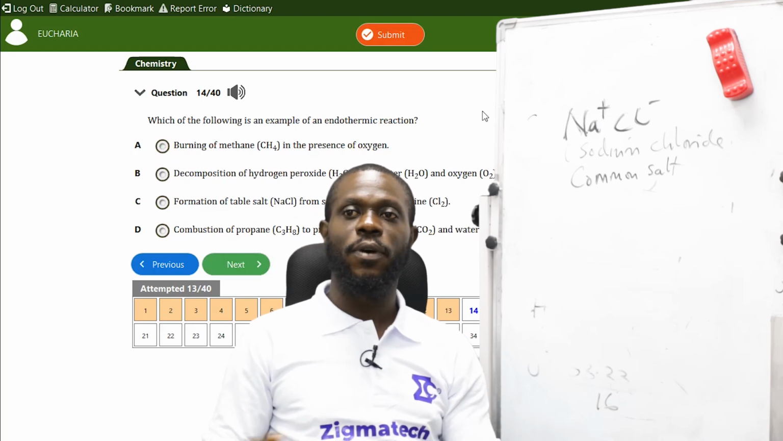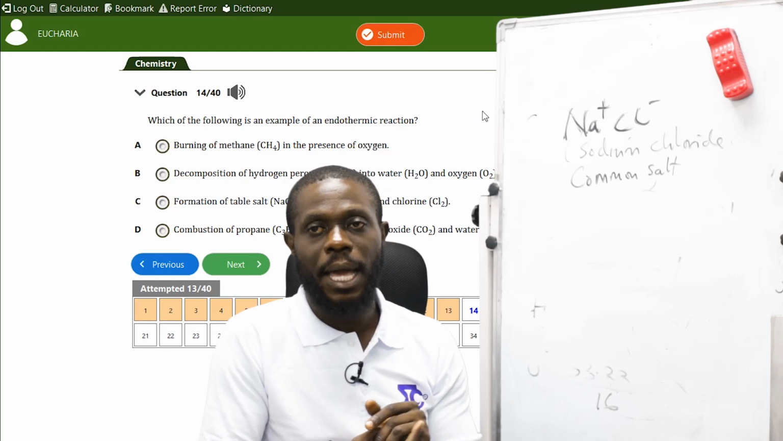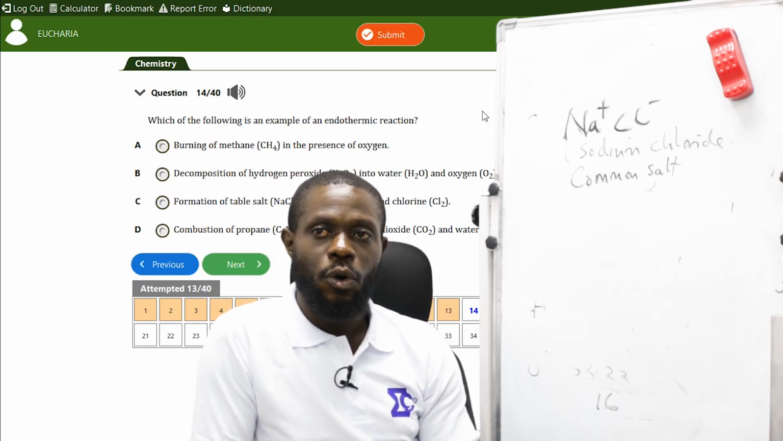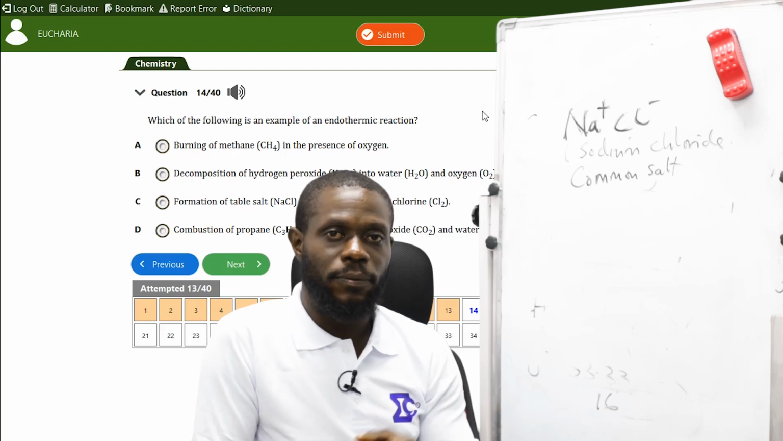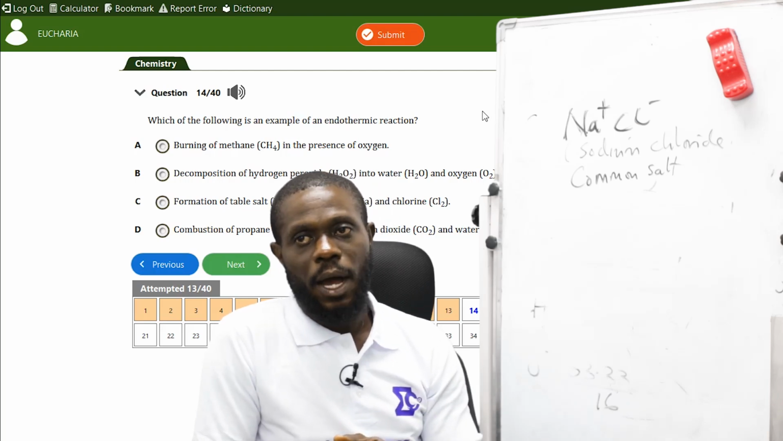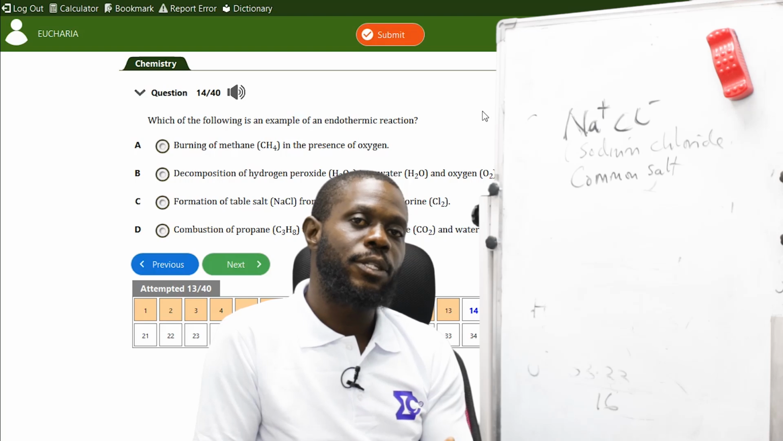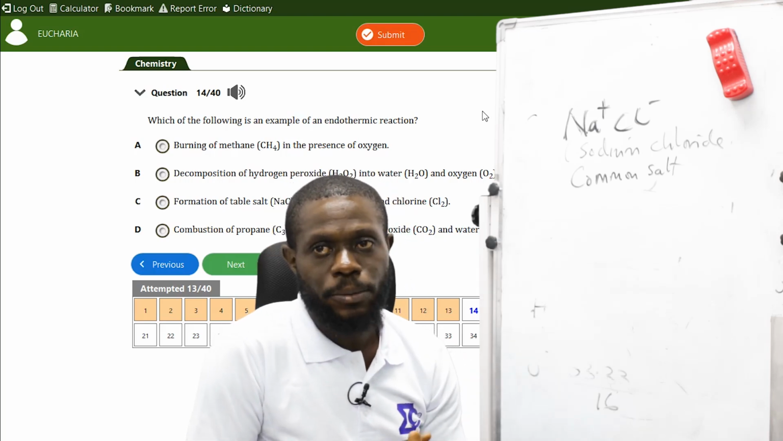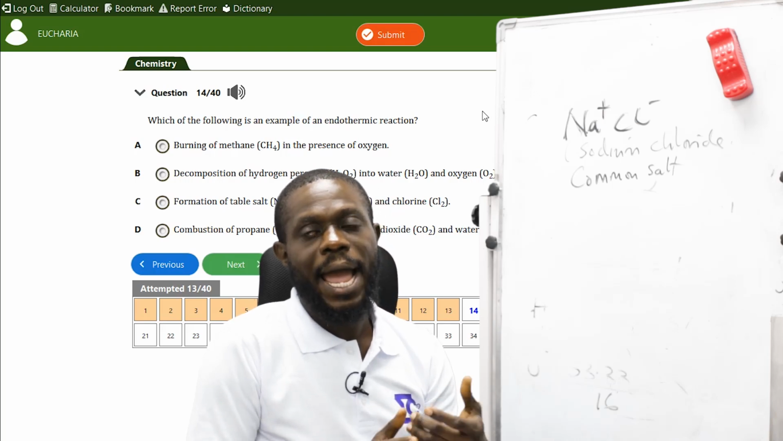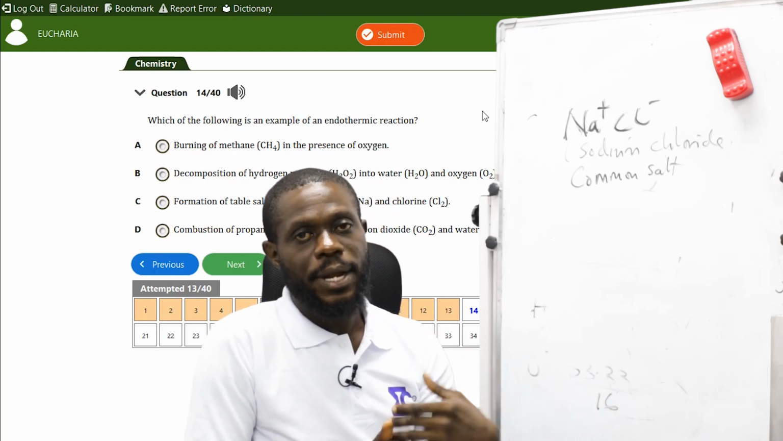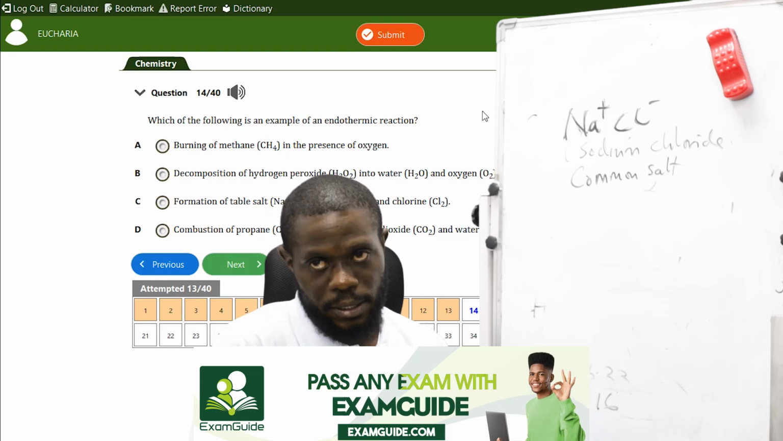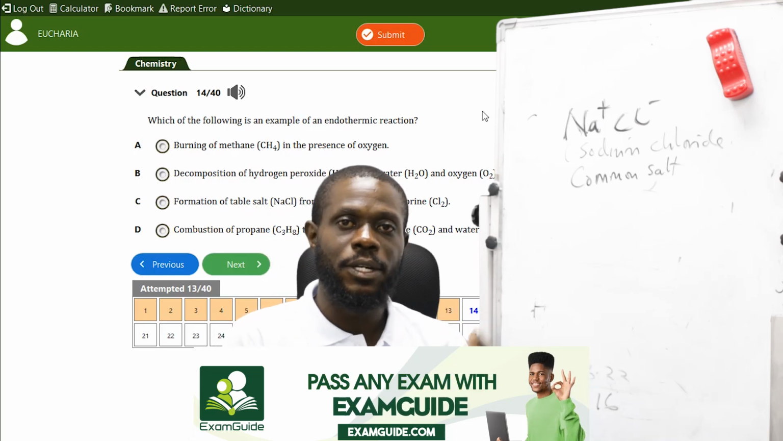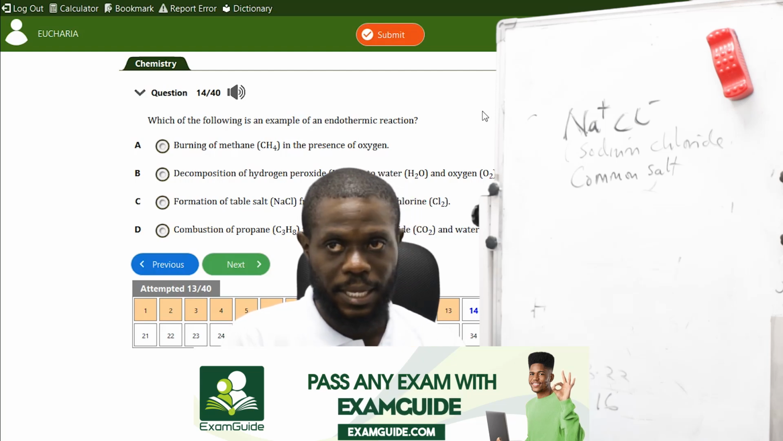The next one says, which of the following is an example of an endothermic reaction? Endothermic reaction, endo means to absorb, inside. So an endothermic reaction is a reaction that absorbs heat, while exo is a reaction that releases heat. Now they say burning of methane in the presence of oxygen. Burning releases heat. It does not accept.